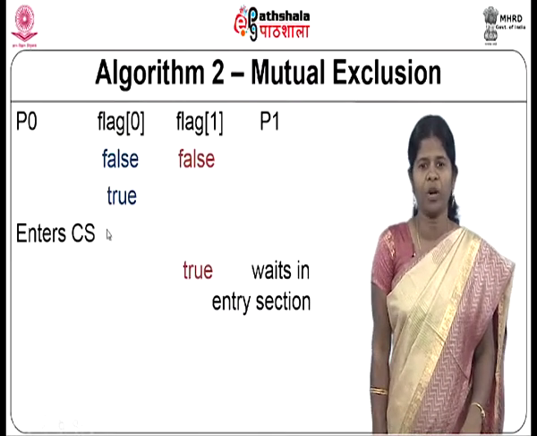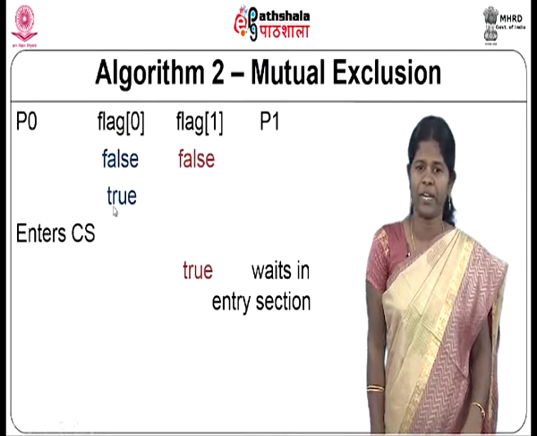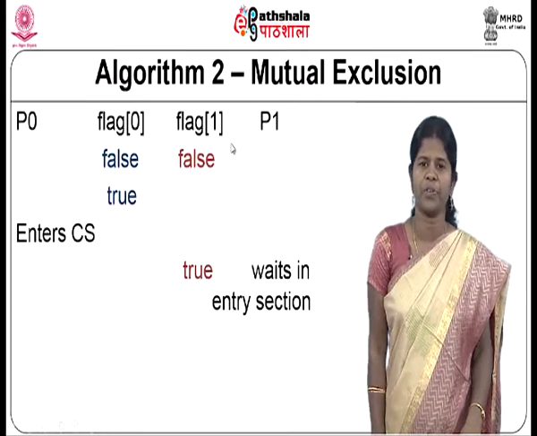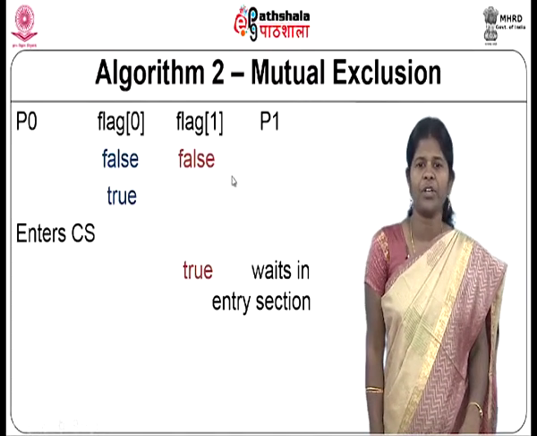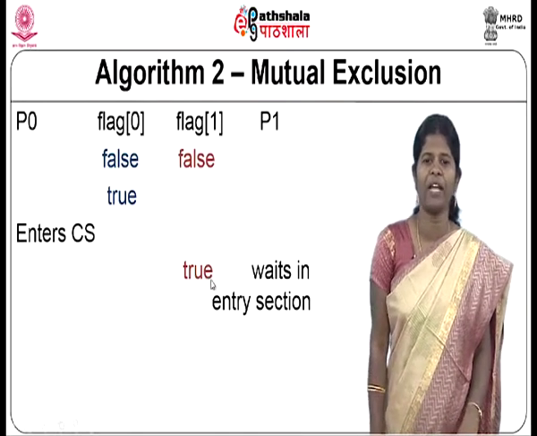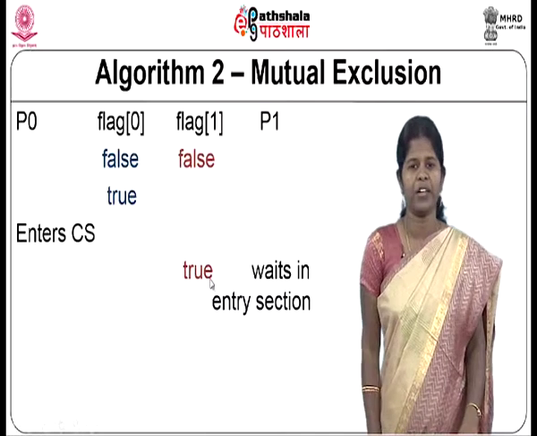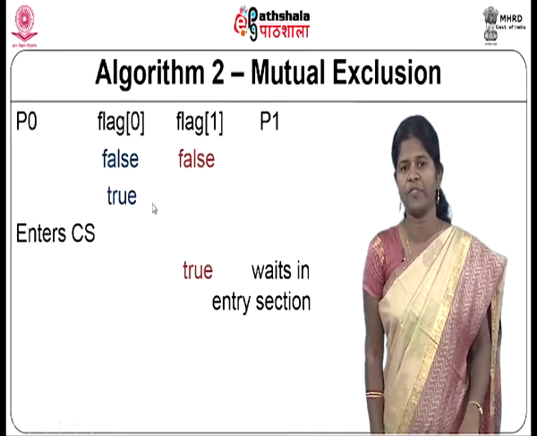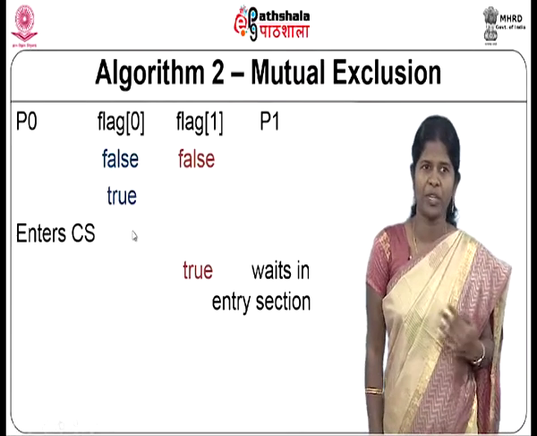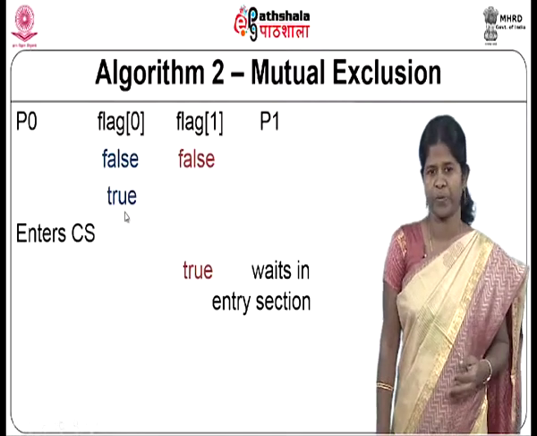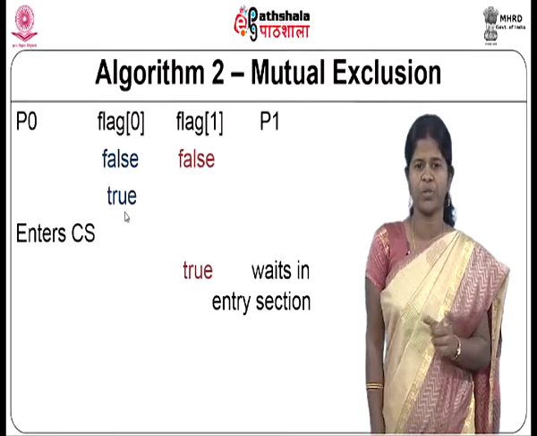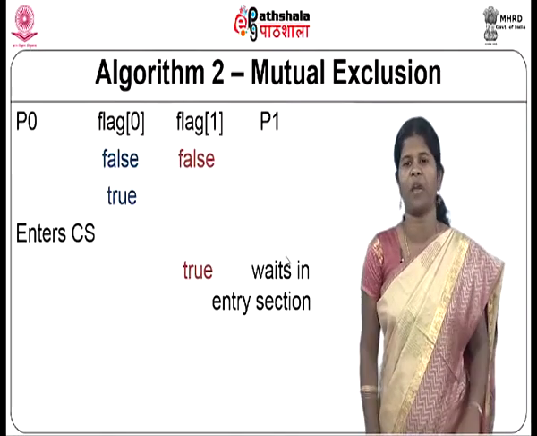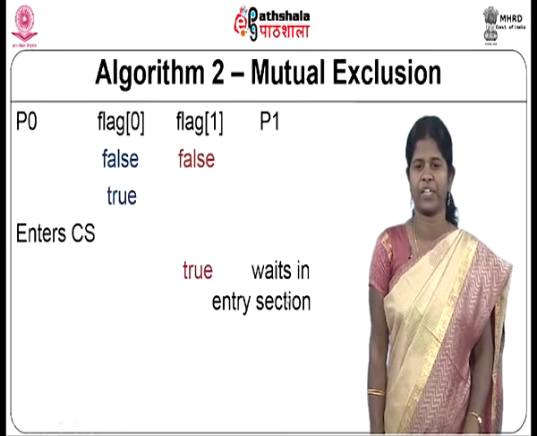And when P0 is currently in the critical section, say now P1 wants to enter the critical section. So P1 executes its entry section of code. P1 executes flag of 1 equal to true, and it checks if flag of 0 is true or false. Here flag of 0 is true, that is the other process's flag is true. So while of true will be true, and P1 continues to be in the while loop, and it will wait here in the entry section.